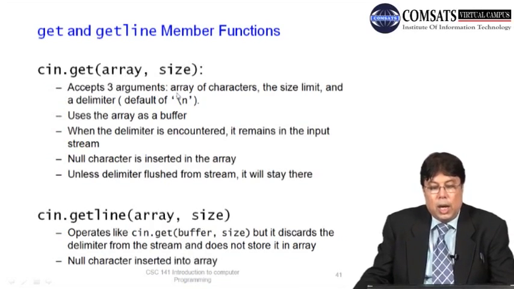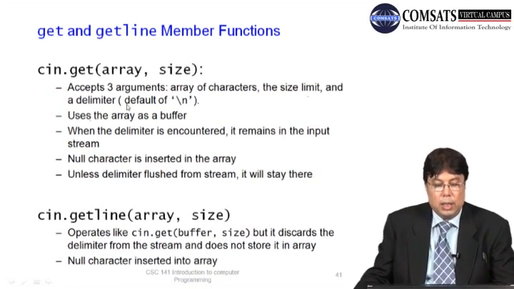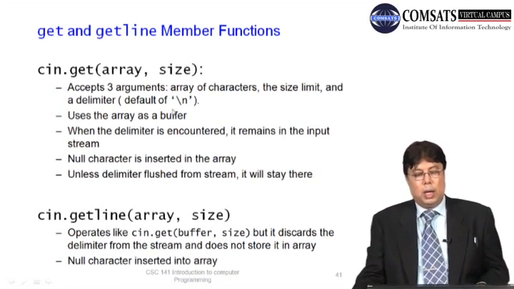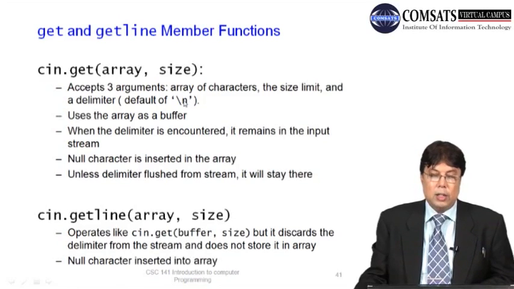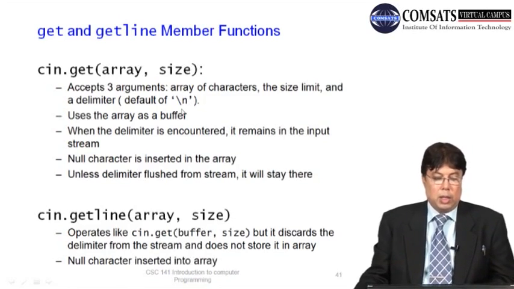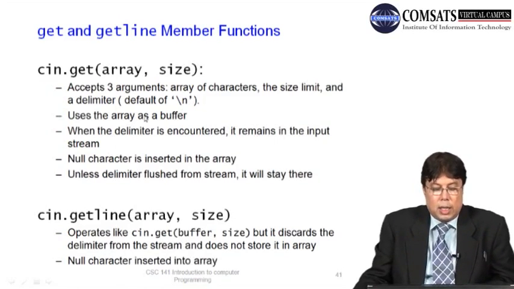It accepts 3 arguments: an array, the size of characters, that is the size limit that you are going to read, and a delimiter. Its default delimiter is \n, but you can define your own delimiter also. If you define a delimiter, then that delimiter will be treated as a delimiter, and the array is used as a buffer where it will read the data. And here we will use a default delimiter.